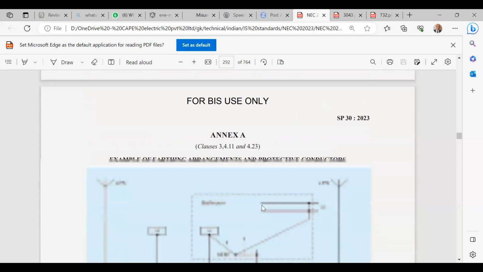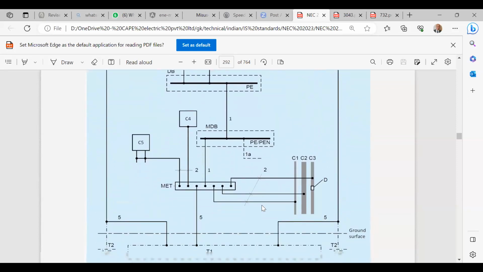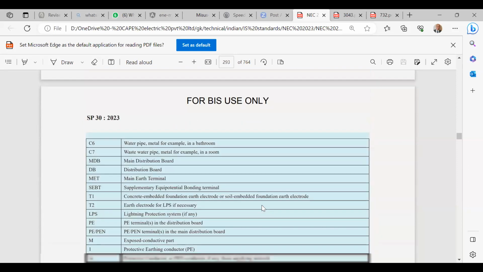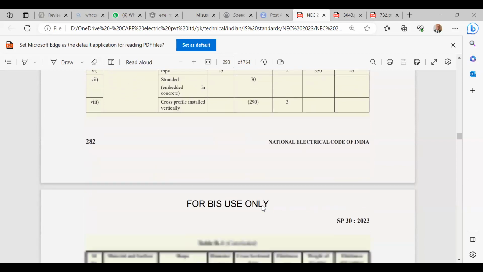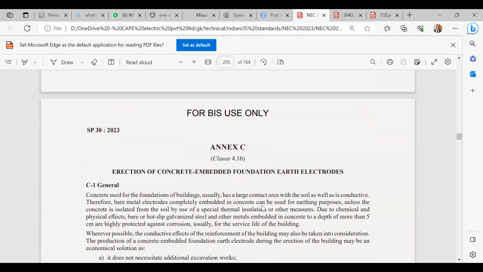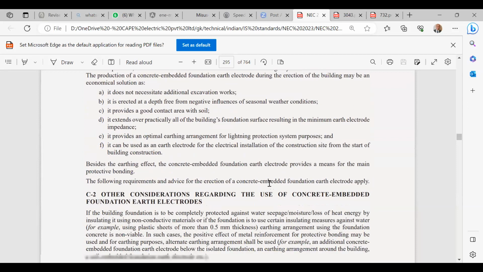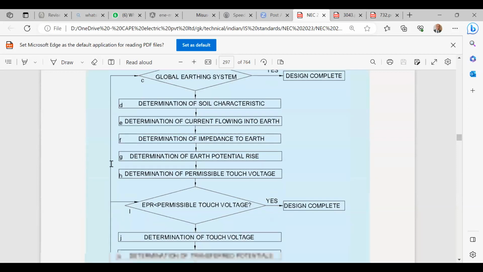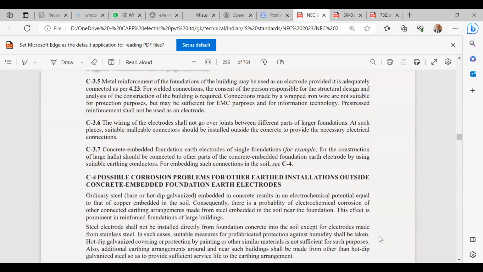Now coming back to the standard, see for example this one, Annexure A, examples of earthing arrangement and protective conductors. This is from IS 732, and it has been included here. You can also find this picture in the National Building Code. Conductors and sizings are given here. Then Annexure C, erection of concrete embedded foundation earth electrode. So this is probably a new section. Then the global earthing system. For the global earthing system, the entire details are not provided, only a small introduction. If you are making a global earthing system, the design is complete. So for factory industries, you can go for a global earthing system.